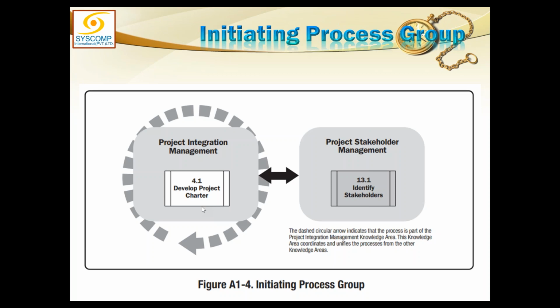So in this process group, the major integration process is develop project charter, and as I defined to you, it is developed by the project sponsor and given to the project manager. After the project manager gets this, he identifies the stakeholders. This is exactly what I described. So this circle shown around integration and the project charter means that this is the parent group. This is the central thing, and everything else here is integrating with it, interacting with it.